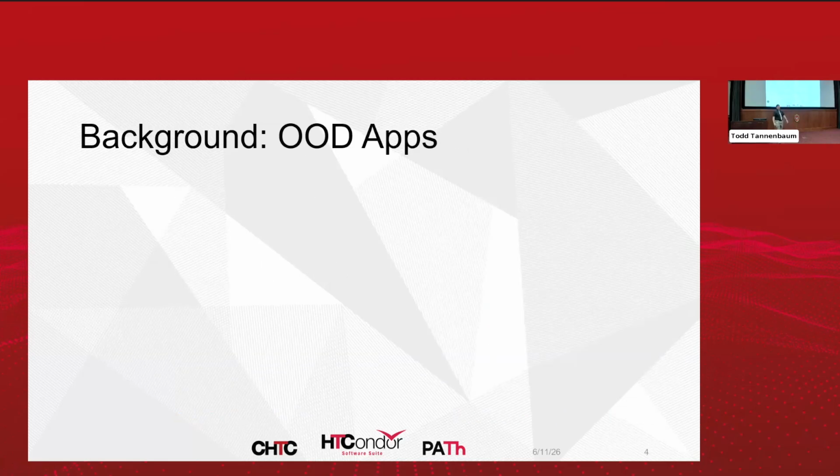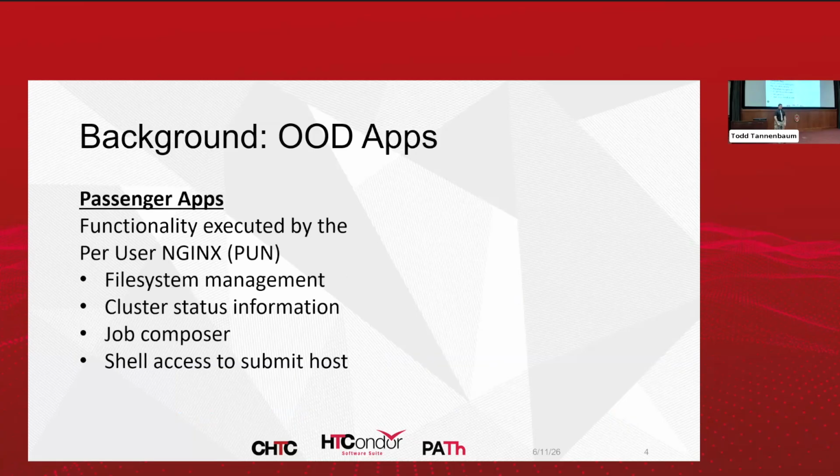What are Open OnDemand applications? There are two types defined. The first one are passenger apps. These are functionality executed by a per-user Nginx web front end. I'm not familiar with Nginx, so I don't want to say web front end, but they're puns. I love puns. These run like first-class Ruby code on demand. They do nifty stuff like file system management, cluster status information, the job composer to place jobs into a backing system, and even shell access to the submit host.